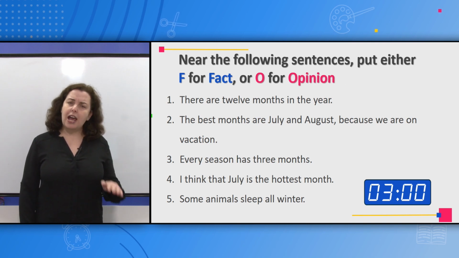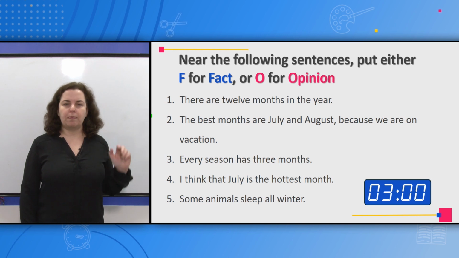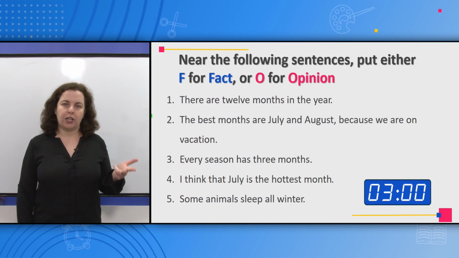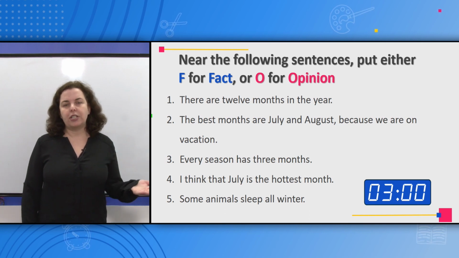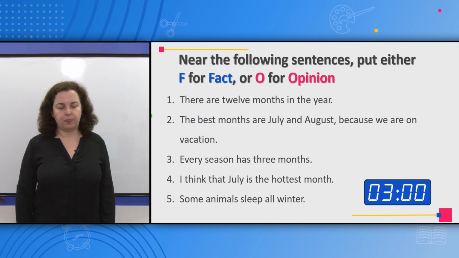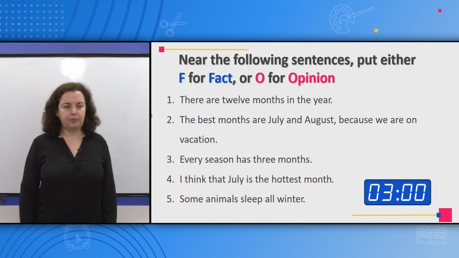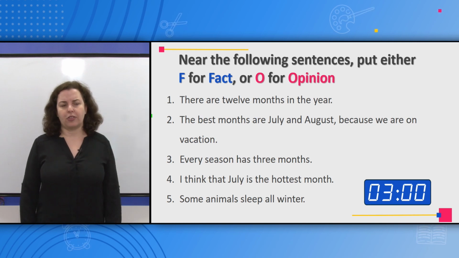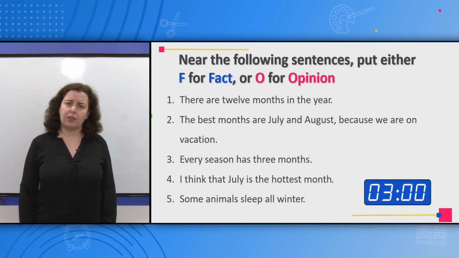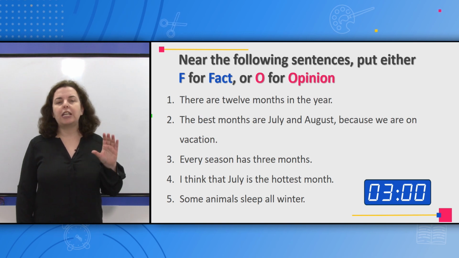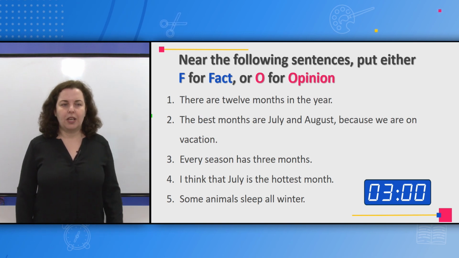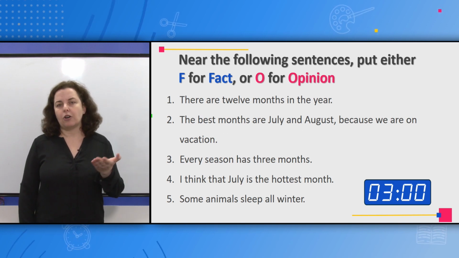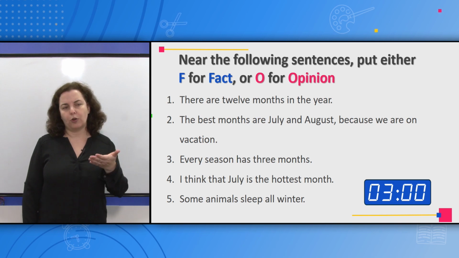Number 3, every season has 3 months. Do you know what a season is? Winter, summer, spring, and autumn. Every season has 3 months. Number 4, I think that July is the hottest month. Number 5, small animals sleep all winter. Which of the following are facts and which are opinions? F for fact or O for opinion?